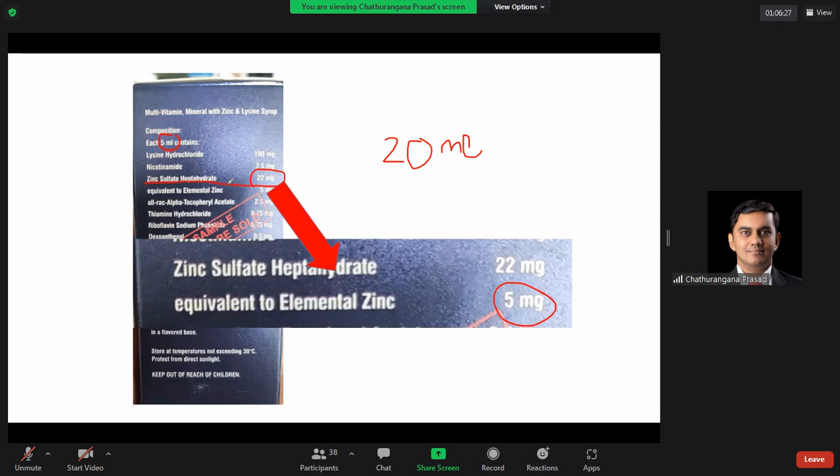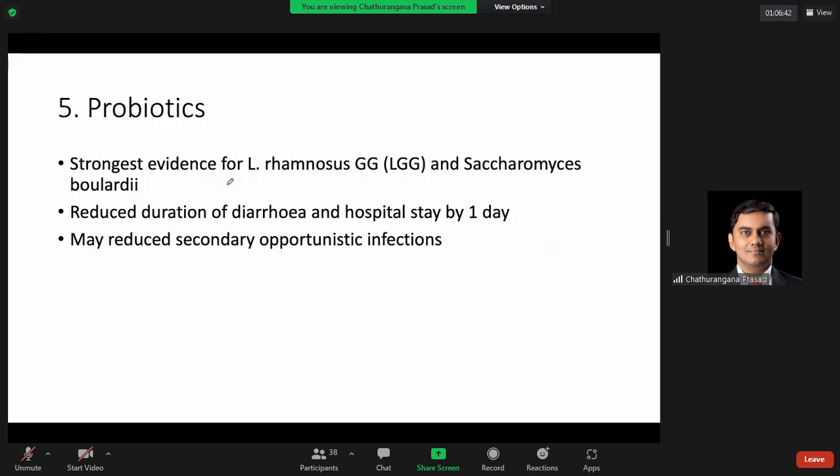There are of course certain syrups like Zevac, Zincoplast. They also contain pure zinc with the recommended strength. Each 5 ml has 20 milligrams of elemental zinc. So if you are prescribing zinc, make sure that you are prescribing the right medicine. Now we are going to look at probiotics.